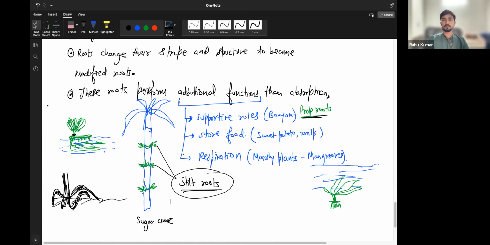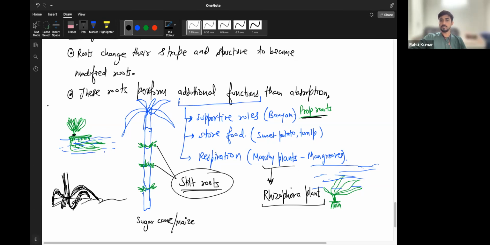Okay. Prop roots are in banyan. They hang from the top, go to the ground. They help in supporting. Stilt roots are present in sugarcane or maize. Their function is, again, supportive. Then in some plants, such as these marshy mangrove plants, one plant is called Rhizophora. This is just the name.